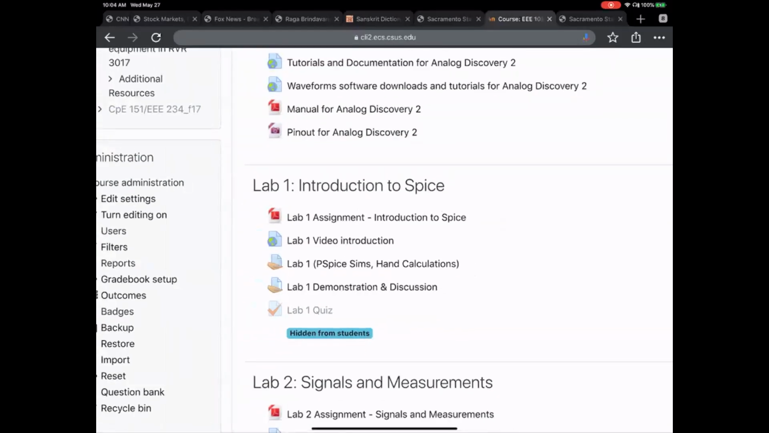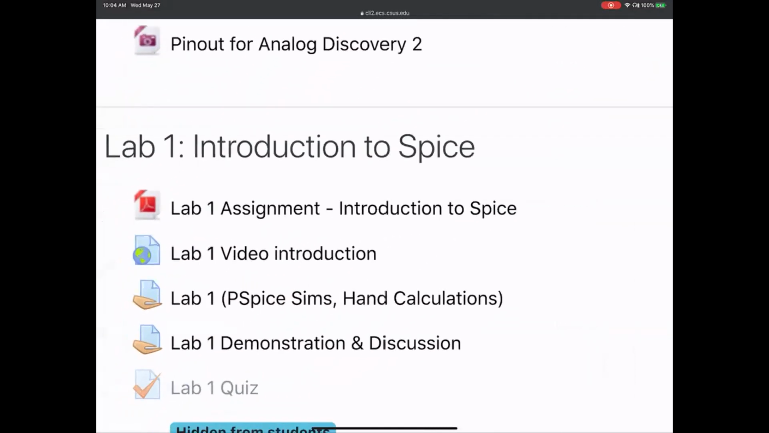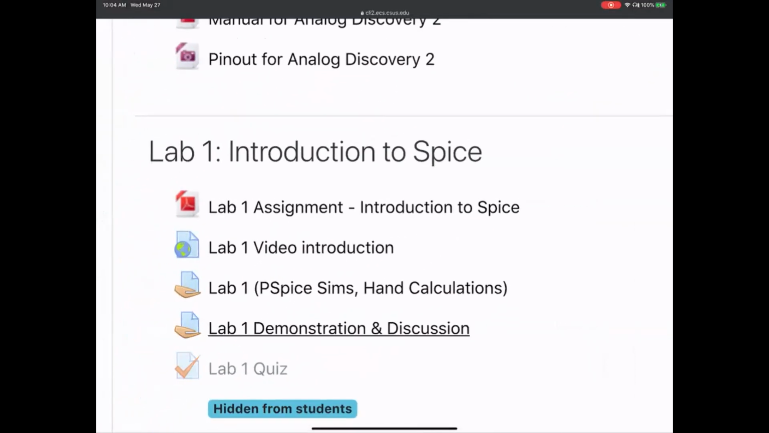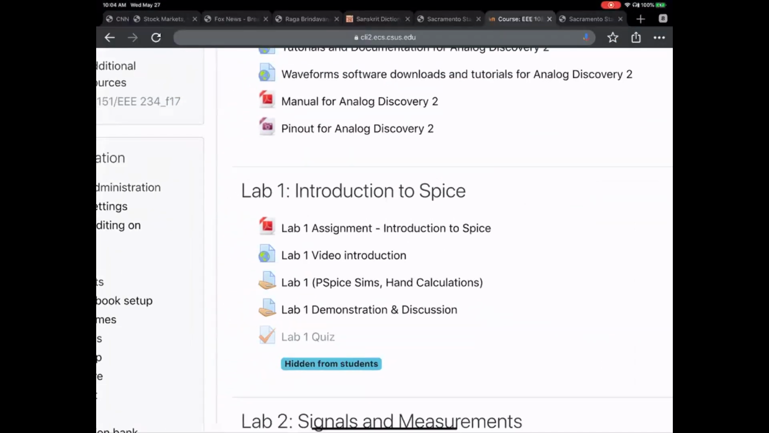What I want you to do is to work on the pre-lab for each lab. The first lab does not need any physical components, it's all online. By the time you are done with that, hopefully you're able to receive the components. So we will wait this week. Next week we are going to get started with lab 1, Introduction to Spice.